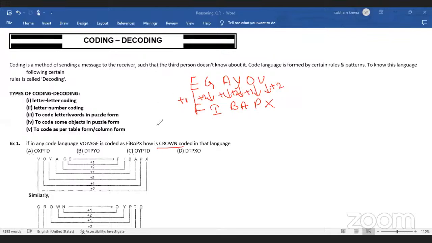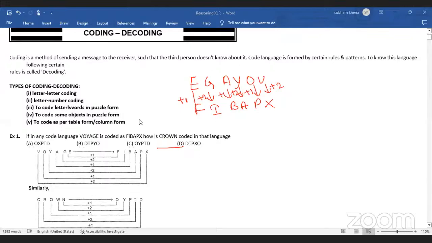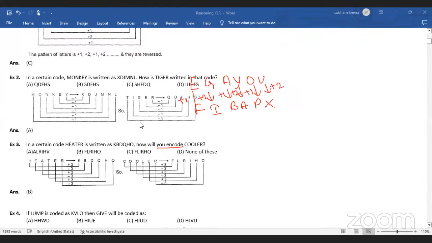Can anyone tell me? Anyone? You can already see here. But even if you have not seen, can anyone write it down here? What will be the code? I guess it is stuck. One sec. Yes. So can anyone tell me what is the code of crown? Sir, can you explain why to reverse order? I'll tell you. OYPTD. Others. Please write it down.